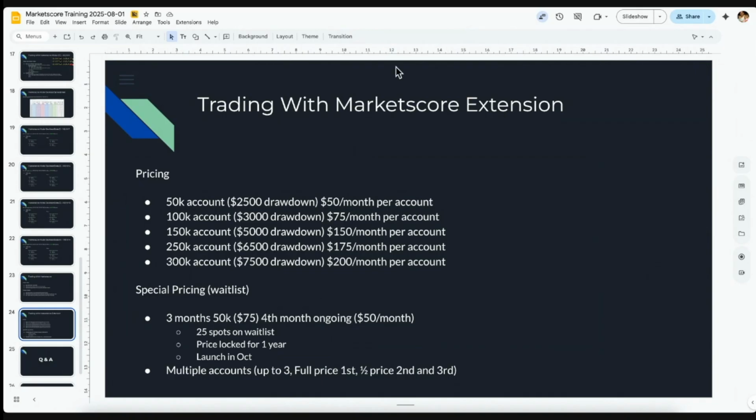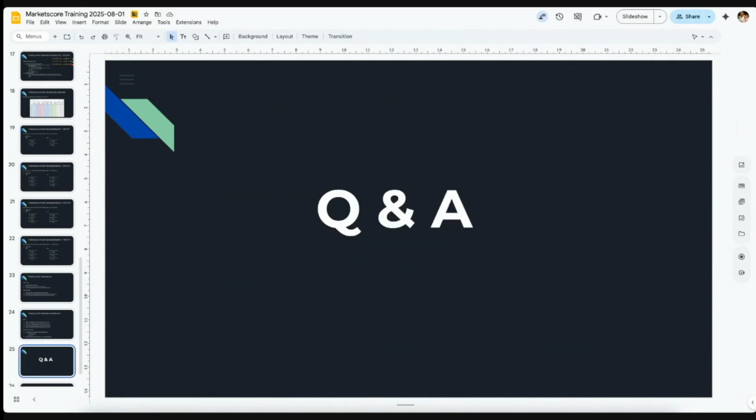So I realize I've gone through a bunch of stuff very, very quickly. The first thing I need to ask is, do you have any questions about Marketscore itself, the extension, or anything else? Are there any questions that you guys have? You can unmute and ask questions. Don't feel like you have to only type it.